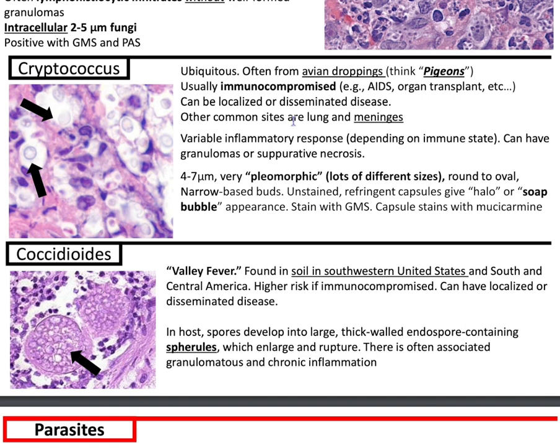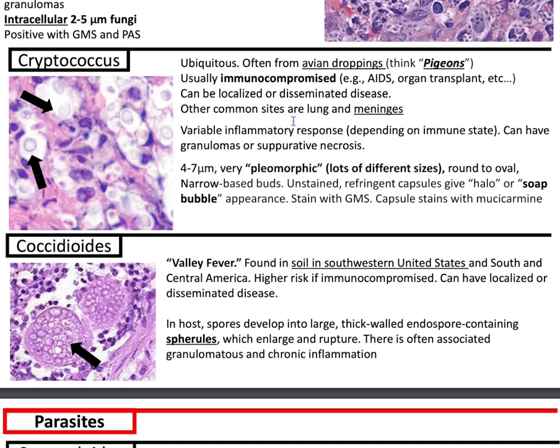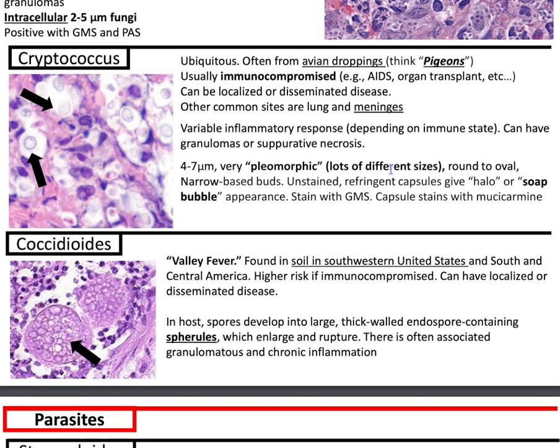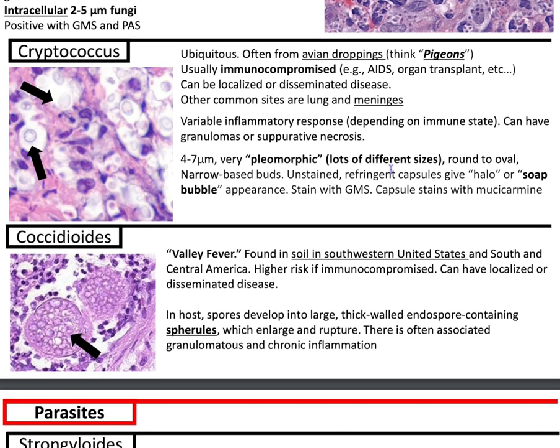Cryptococcus, this is ubiquitous, often from bird droppings like pigeons, usually in immunocompromised patients, AIDS, organ transplant. It can be localized or disseminated disease. Common sites are the lung and meninges. You'll have a variable inflammatory response depending on how immunocompromised you are, and you can have granulomas or suppurative necrosis. They're 4 to 7 micrometers, very pleomorphic, meaning lots of different sizes. As you can see here, this is smaller than this one, which is larger than this one.